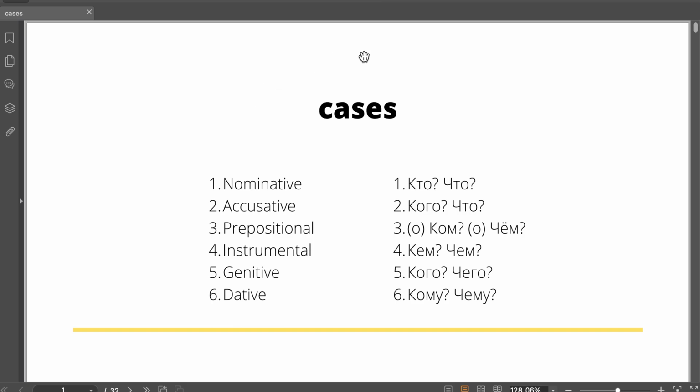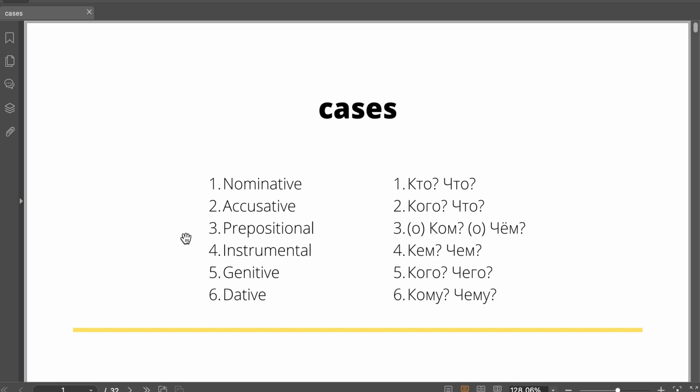So let's do this. I think it's important to start with cases in general. What is case? What is this? So case, it's a special term that we use to show connections in a sentence. If you don't like this term, if you don't want to use it in your mind, you can simply change it to situation. So we have 6 cases or 6 situations. Let's read them. We have nominative, accusative, prepositional, instrumental, genitive, and dative case.